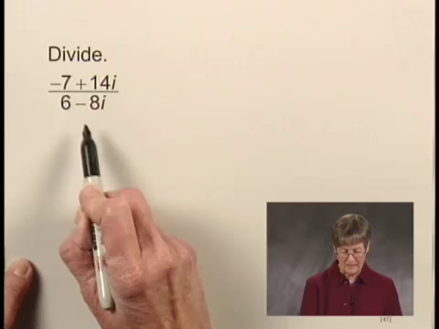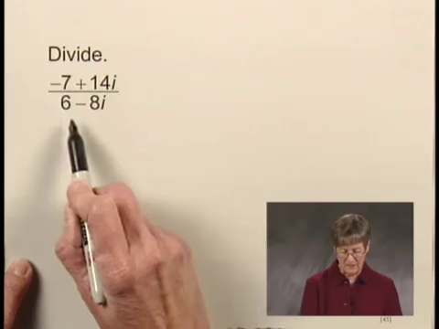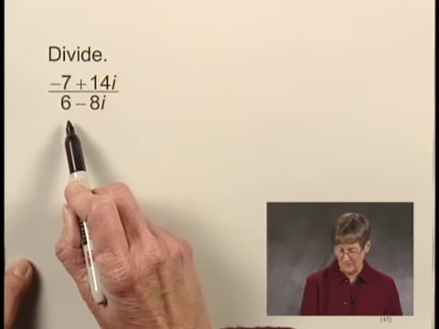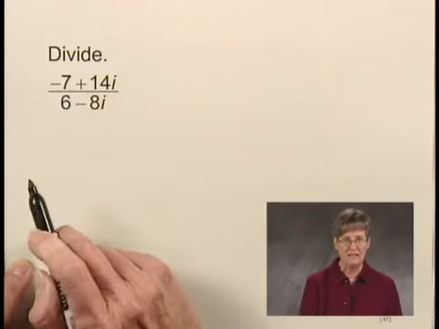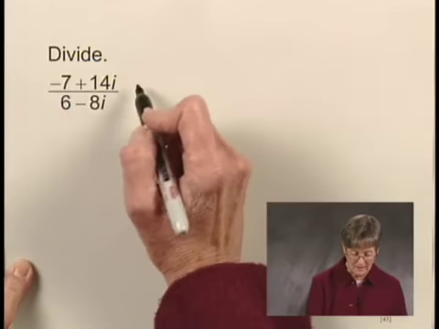We're going to divide complex numbers. We have (-7 + 14i) over (6 - 8i). Now to do this division, we're going to multiply by 1 in some form that will remove the i from the denominator. And what we will use to make that form of 1 is the conjugate of the complex number that's in the denominator. And the conjugate of 6 - 8i is 6 + 8i.